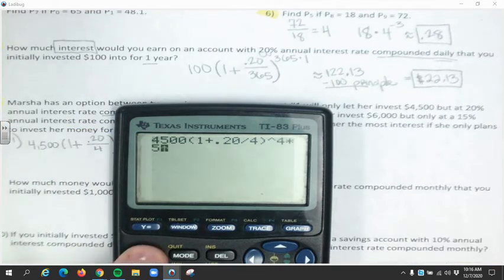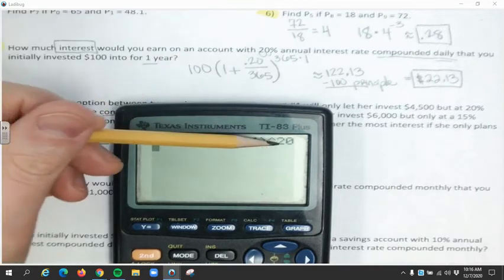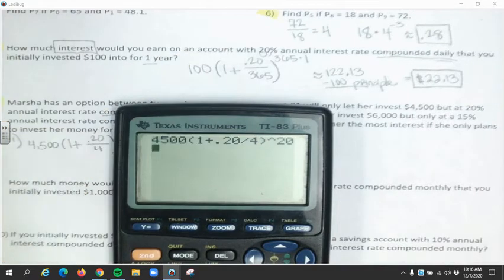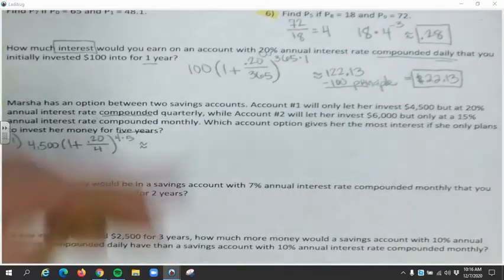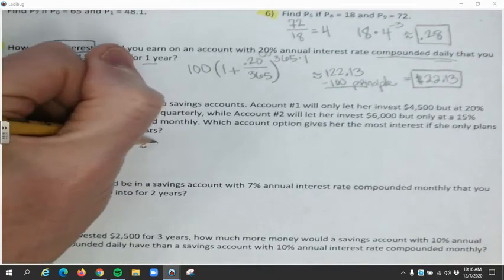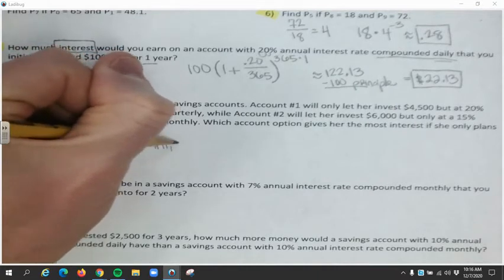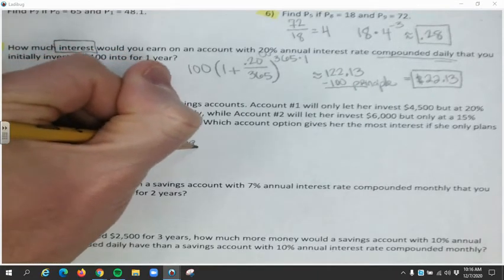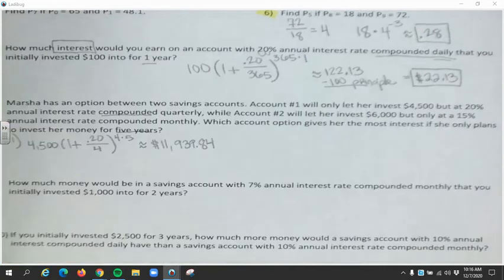So again, the right way to do it is to raise it to the simplified exponent form, which is 4 times 5 is 20. So get this number here. I'll round this to the hundredths place because we're talking about money. So account number 1, she's going to have $11,939 and about 84 cents.